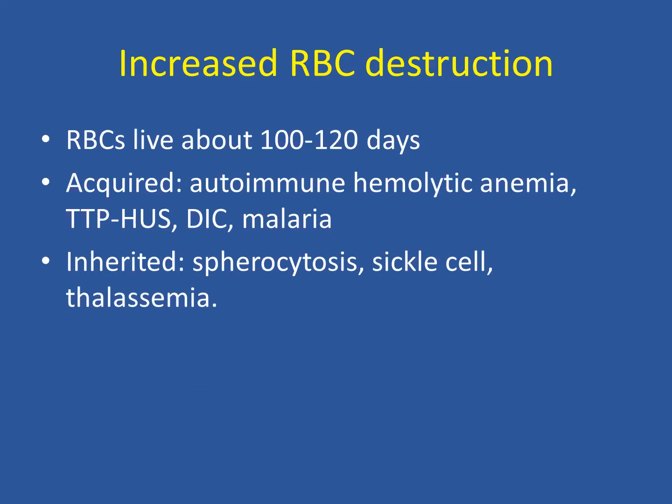Increased RBC destruction. We just talked about it, the splenomegaly. So RBC lives around 100 to 120 days. If it's autoimmune hemolytic anemia, TTP, HUS, DIC, malaria, these are causes where the RBCs are destroyed. Inherited spherocytosis, sickle cell, or thalassemia. If it's inherited, it means there's a genuine problem with the RBCs and their morphology, and that is why they are automatically being destroyed when they come into the blood. Acquired means that because of splenomegaly or some outside autoimmune antibodies or due to some bacteria like in HUS, the RBCs are destroyed.